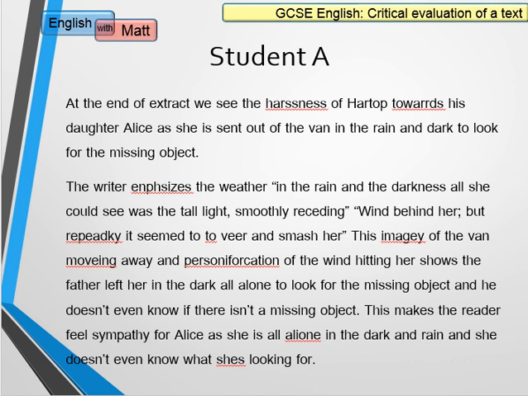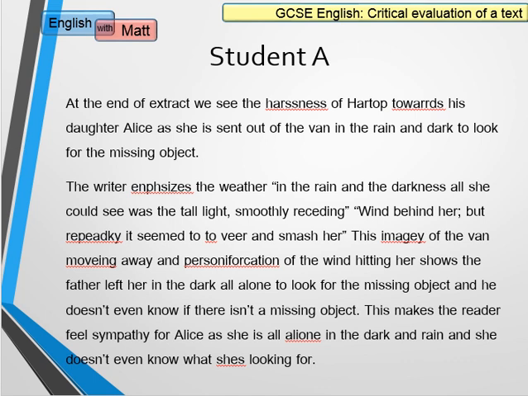So they start by talking about, at the end of the extract, we see the harshness of Hartop towards his daughter Alice as she is sent out of the van in the rain and dark to look for the missing object. The writer emphasises the weather. "In the rain and the darkness, all she could see was the tail light smoothly receding. Wind behind her, but repeatedly it seemed to veer and smash her." The imagery of the van moving away and personification of the wind hitting her shows the father left her in the dark all alone to look for the missing object, and he doesn't even know if there isn't a missing object. This makes the reader feel sympathy for Alice, as she is all alone in the dark and rain and she doesn't even know what she's looking for.